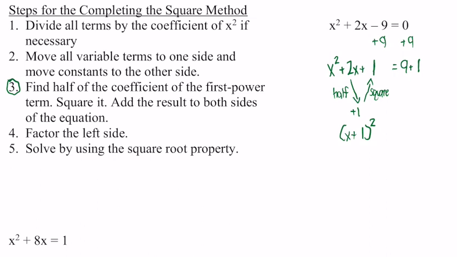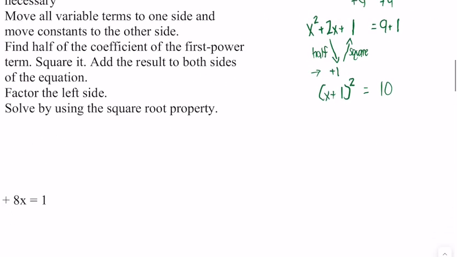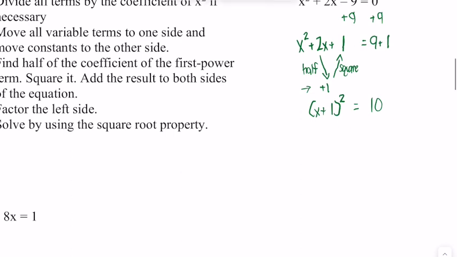A shortcut that's going to make solving these problems faster, if you do this step 3 correctly, the half and squaring step, whatever we've written right here tells us what goes in the parentheses with x. Half of that coefficient of x was a plus 1, so we have x plus 1 squared. On the right side of our equation, 9 plus 1, we have 10. Now we can use the square root property to finish.